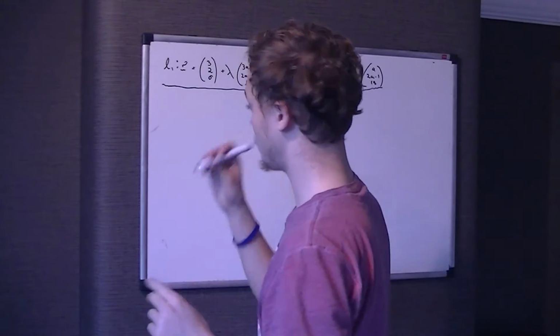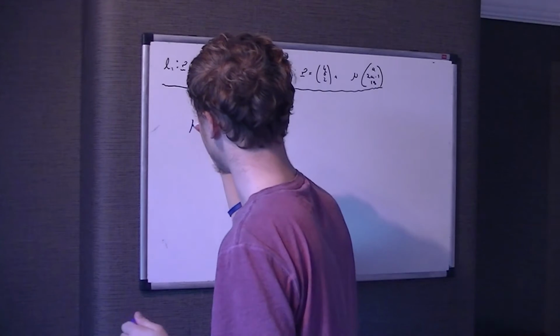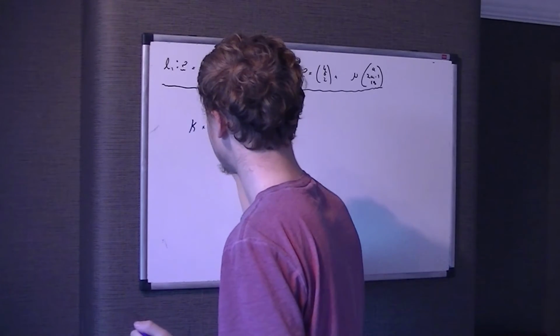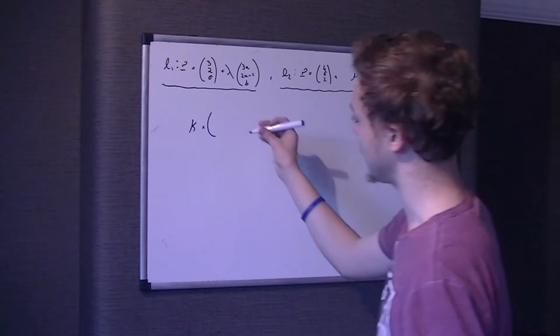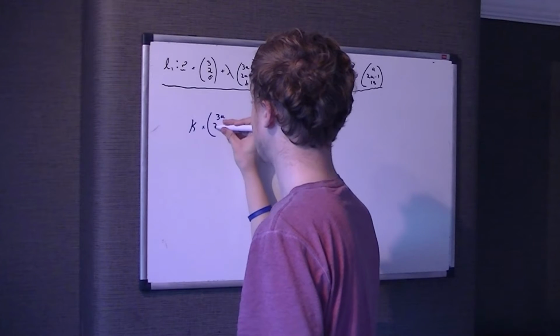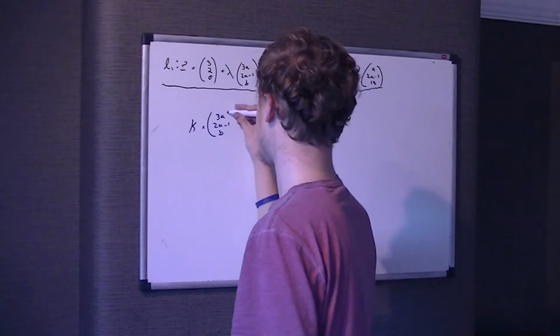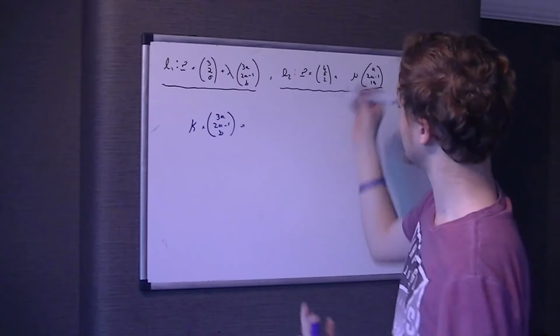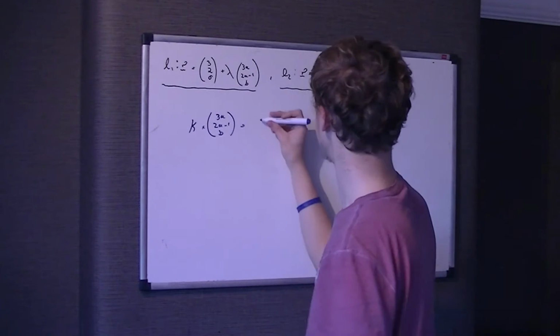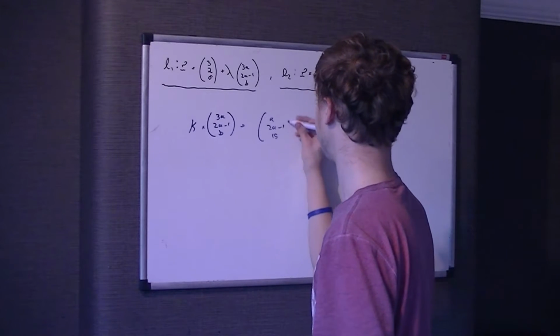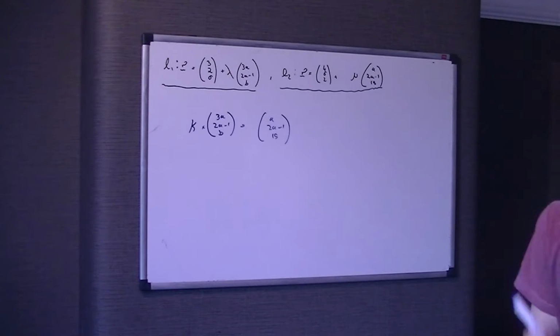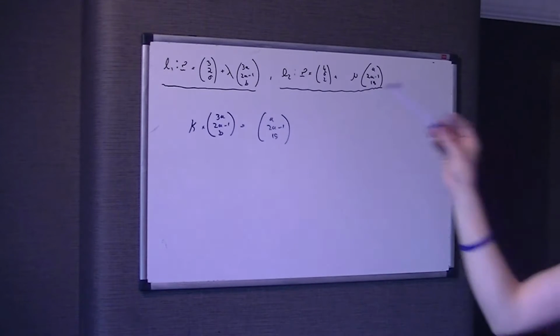So there is a constant, and we're going to call this constant k, times the first parallel vector. So in this case, 3a, 2a minus 1, and b. And that is equal to the parallel of the second vector line. So that is equal to the vector a, 2a minus 1, 15. So they are equal, and we have to use that information to find the values of a and b. Obviously, we'll find k in the process.